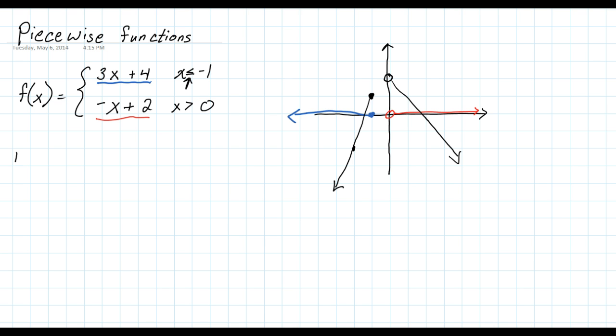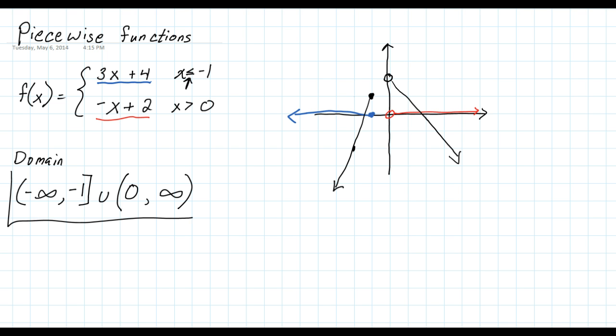So what is the domain of f of x? Well, I'm not allowed to put in anything between -1 and 0. So it is -infinity to -1, and it's closed because I have equality at -1, union 0 to infinity. So this is my domain. And this is much easier to use interval notation for.